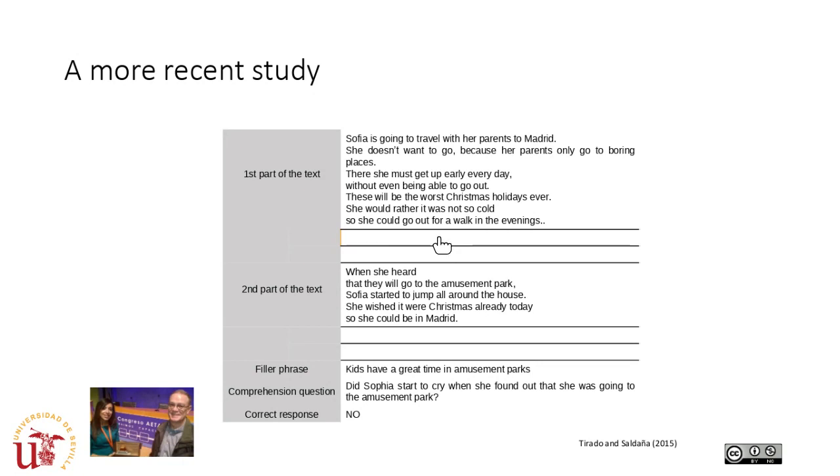Birinci kısmı hikayenin, size çeviriyorum burada yazanı. Sofia Madrid'e ailesiyle birlikte gidecek. Gitmek istemiyor çünkü anne babası hep sıkıcı yerlere gidiyorlar. Her gün erken kalkmak zorunda. Dışarıya bile çıkamıyor. En kötüsü Noel tatili olacak onun için. Çok soğuk olmamasını tercih eder. Böylece akşamüstü dışarıya gezmeye çıkabileceğini düşünüyor. So one would infer that Sophia is not very happy in this first part of the story.